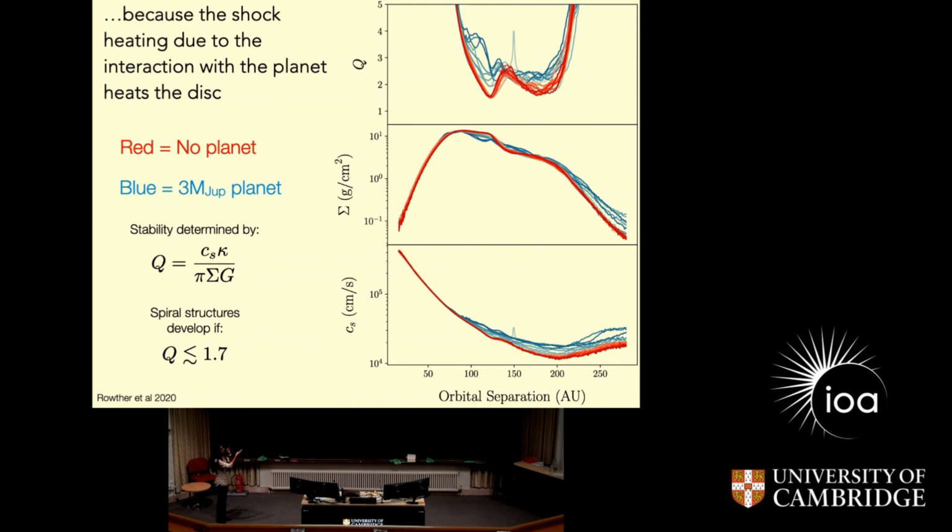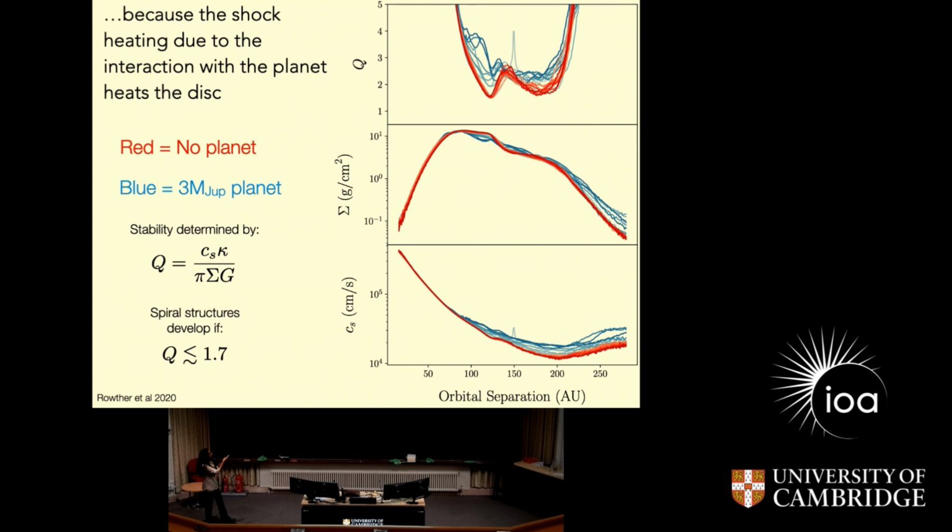And the reddy-pinky lines are the ones from this no-planet simulation. The blue lines are from the simulation with a planet. And what you're also seeing on these plots is a time evolution of these parameters. As the color gets darker, as you go into darker and darker blue, you're going later and later in the simulation. Similarly with the red, the darker the red, the later you are in the simulation. What you see from that top panel is that things don't change with that red line at all. Generally, that Toomre stability parameter just stays pretty constant throughout the simulation.